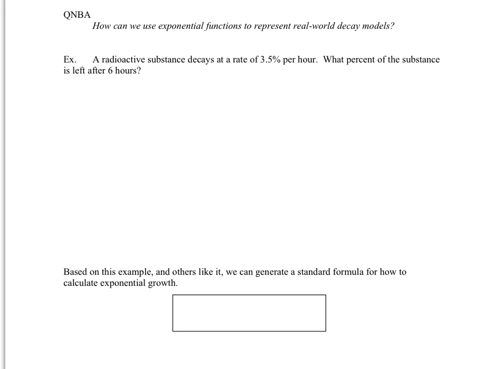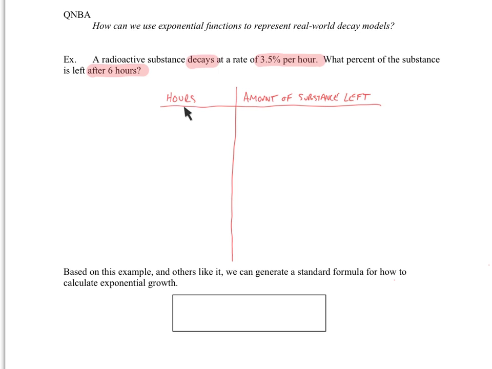So let's look at our first example. A radioactive substance decays, so we know we're dealing with exponential decay, at a rate of 3.5% per hour. What percent of the substance is left after 6 hours? Well, let's make a table just like we did with our exponential growth. In our table, we'll make sure that we have hours and how much of the substance is left. Now at the beginning, before we begin counting down, we have 0 hours and we have 100% of the substance, meaning we have the whole substance. So that 1 represents how much of the substance we have, all of it.